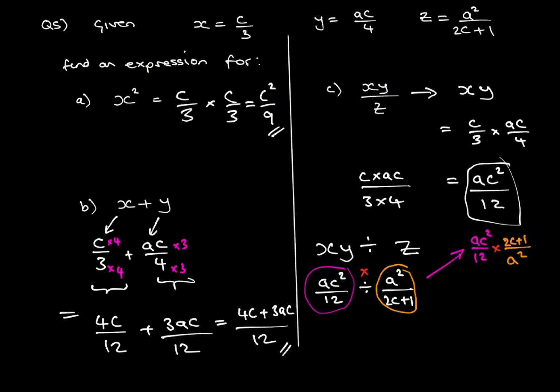Now, I'm going to tidy this up. And you're going to multiply the numerators and divide that by the denominators multiplied together. So I'm going to do ac squared times 2c plus 1 over 12 times a squared, which is just 12a squared. At this point, you can just double check if there's anything common in the numerator or denominator. I can see there's an a in common, so I'm just simply going to cross off one of the a's for one of the a's at the bottom, so I can get rid of that squared. And I'm left with c squared times 2c plus 1 over 12a.